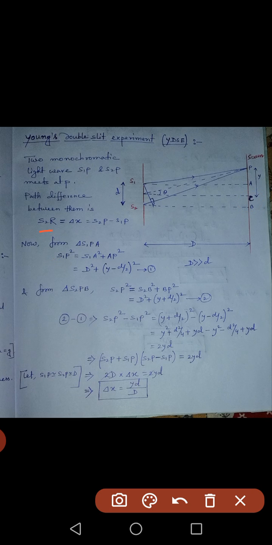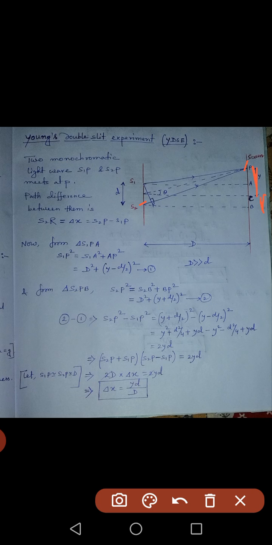Right? Now, again we take another triangle, S2PB. In this triangle, the hypotenuse is S2P. So we will write S2P squared. The base is S2B squared, plus BP squared. Now this BP is nothing but y plus small d by 2. So we write here (y plus d by 2) whole squared. This is given equation number 2.